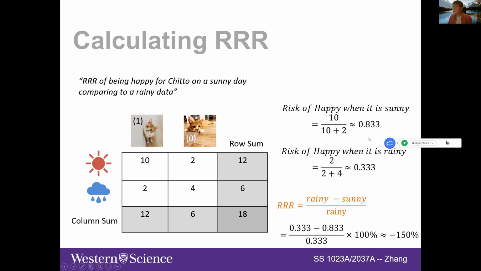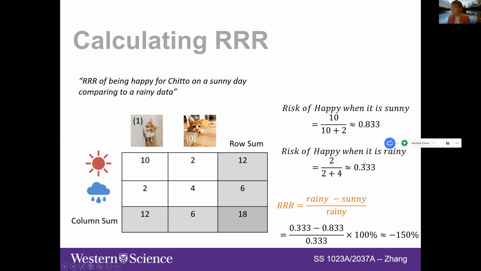Here, based on our calculation, it's 0.333 minus 0.833. Oh, sorry, I think it should be increased rather than decreased, because the number is actually increased from 0.333 to 0.833. So the minus here should mean increase the risk rather than decrease the risk, because we put the baseline first in this formulation. Sorry, I think I just made a mistake. The interpretation should be, if we switch the weather from rainy to sunny, then the risk will increase 150%. The negative sign here is not decreasing but increasing because we are using rainy minus sunny.